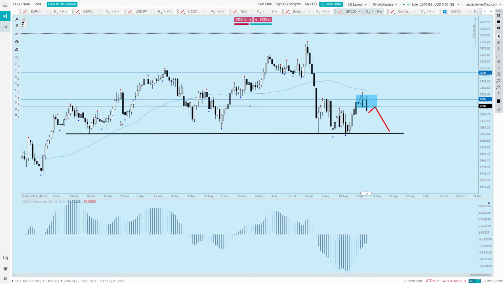Let's zoom out. Key level down here, it's basically 7,000. 7,000, the big one. And if and when we finally take out 7,000 again, I think that really should open the floodgates, because that's held as support on multiple occasions now.